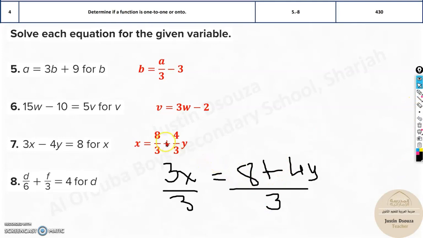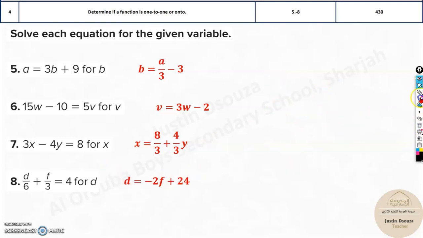They have just written a division on both sides. Fine. But you can't simplify it, say for example, over here 9 divided by 3 was 3, but here you can't reduce it further. It'll just be 8 by 3 plus 4y by 3. That's it, that's the answer.